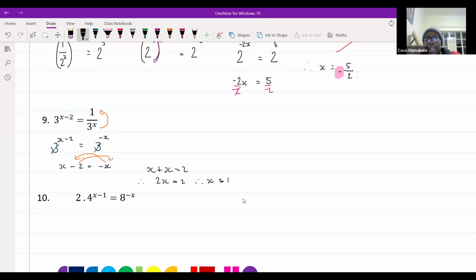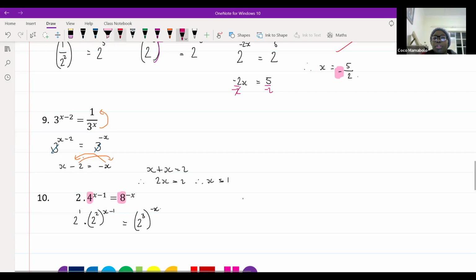Now, in number 10, I know that I need the same base everywhere, and I've got a 4 there, and I've got an 8 there. So I need to write those two as a product of their prime bases. So this is going to be 2 to the power of 1 times 2 to the power of 2, all of that to the power of x minus 1, is equal to 2 to the power of 3, all to the power of negative x.